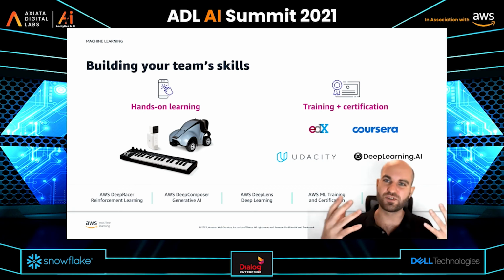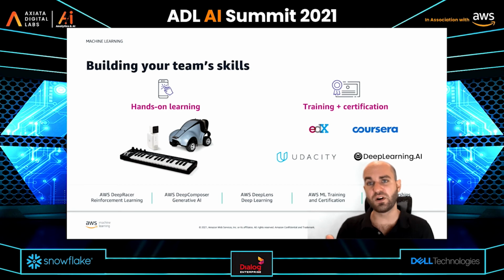We have DeepComposer for generative AI, if you're interested in generative adversarial networks, etc. But then also the machine learning training and certification as part of our training and certification program. And of course, with training and certification, we partner with other training companies, so Coursera, DeepLearning.AI, Udacity, edX, many different ways to get started. And I think the first thing is always to talk to anyone in AWS if you want to get started and say, I just want to learn a bit more, and here are some use cases. We're more than happy to point you in the right direction.